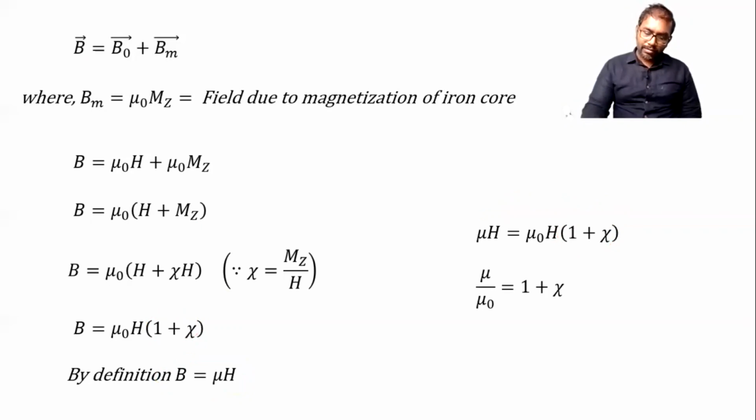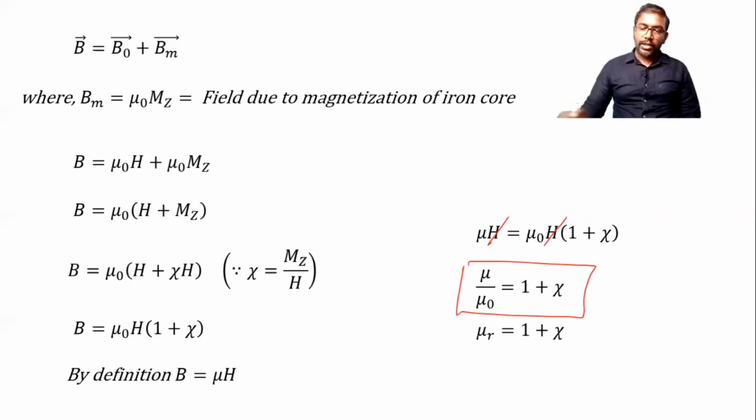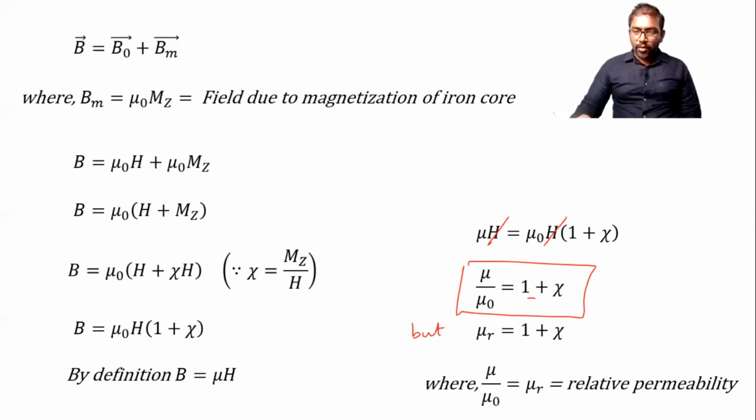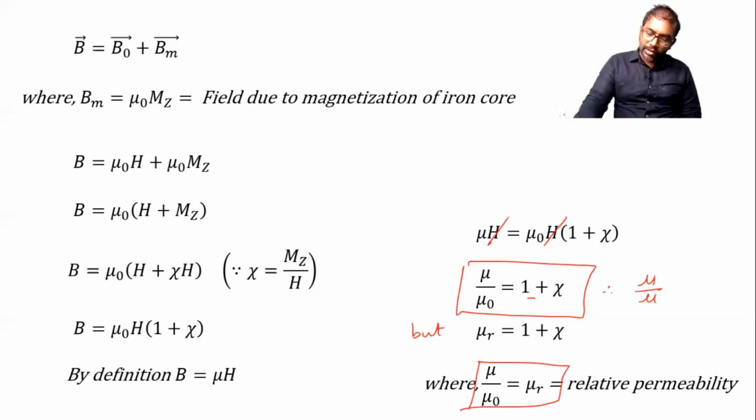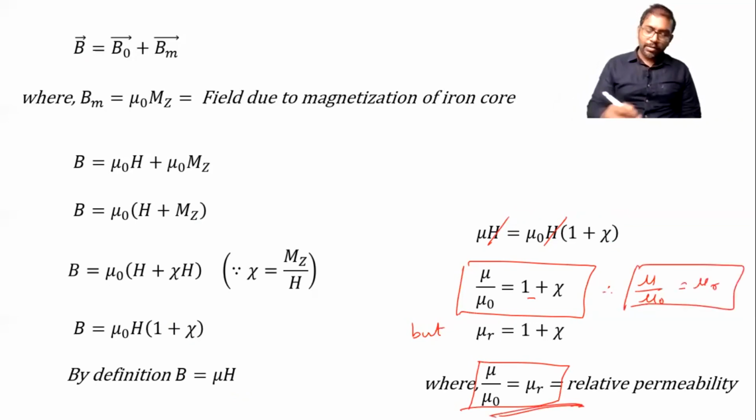H gets cancelled. Mu divided by mu 0 is 1 plus susceptibility. This formula we get, and this is equal to the relative permeability, 1 plus susceptibility. So we get a formula: mu r is equal to mu upon mu 0. Hence, we can write mu by mu 0 is equal to mu r. So you have to remember these formulas for solving problems.